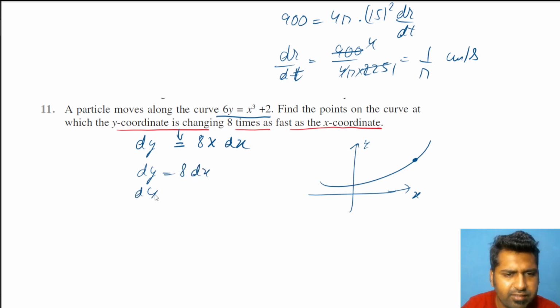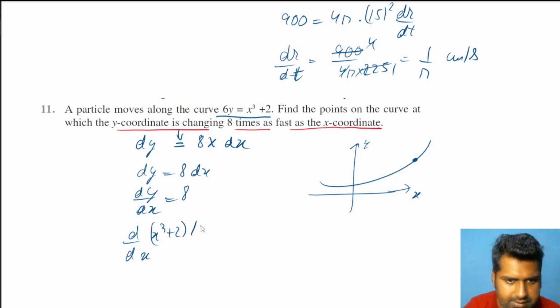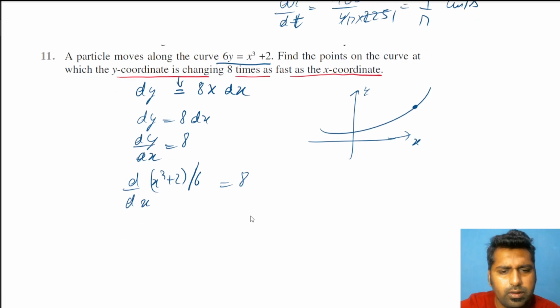So I can say dy by dx is 8. So the question is directly or indirectly saying dy by dx is 8. Now you have to tell the point at which this is happening. So what we know, what's y? 6y is this, right? So put the value of y. dy by dx is d/dx of (x cube plus 2) by 6. We have to differentiate this and we have to get the value equal to 8.